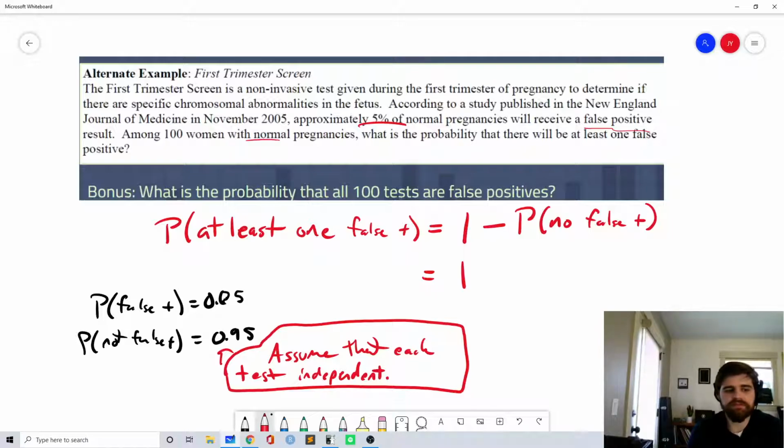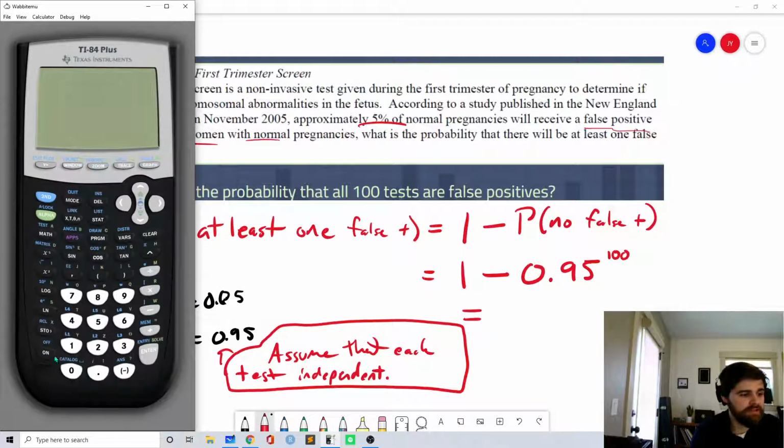But we're going to make that assumption, which means the probability of the first test not being a false positive is 0.95, and then the next one not being a false positive, we just multiply those together. And we want to do that for all 100 tests. So we're going to take 0.95 and multiply that times itself 100 times because we have 100 tests. All right, so now we just do a quick calculation here. 1 minus 0.95 to the 100th power. So we get 0.994.